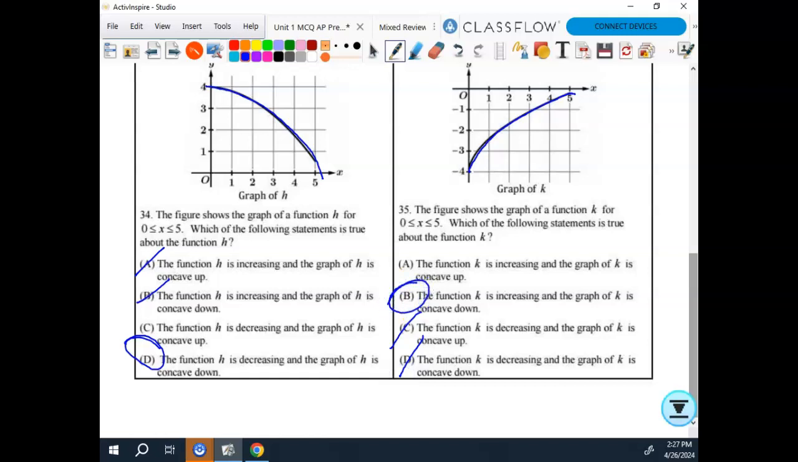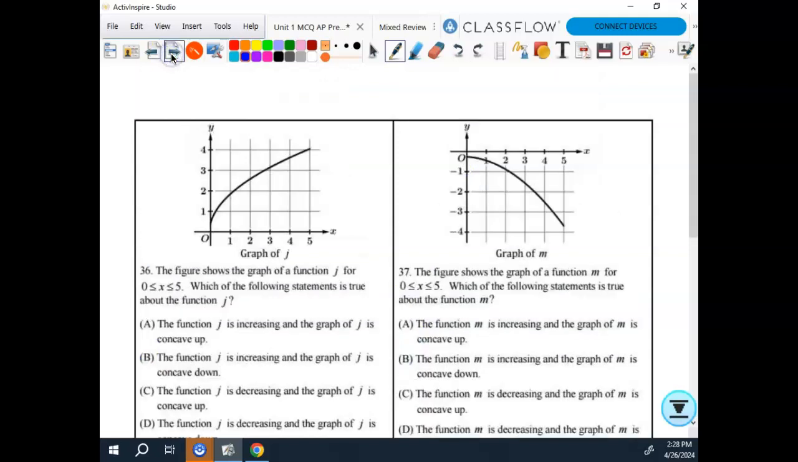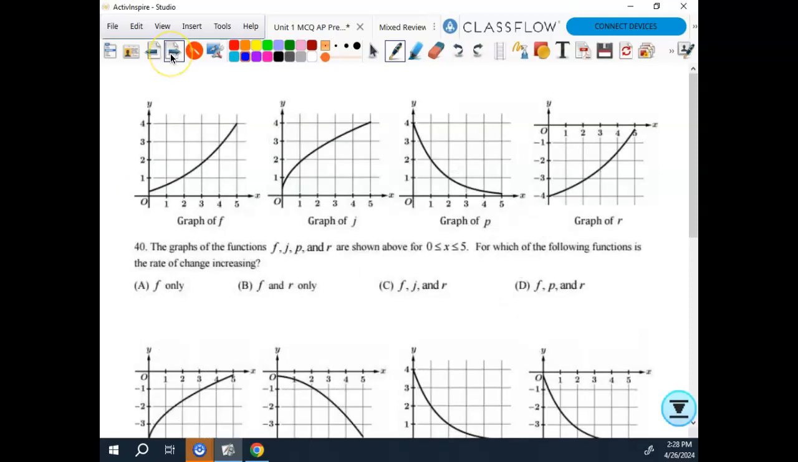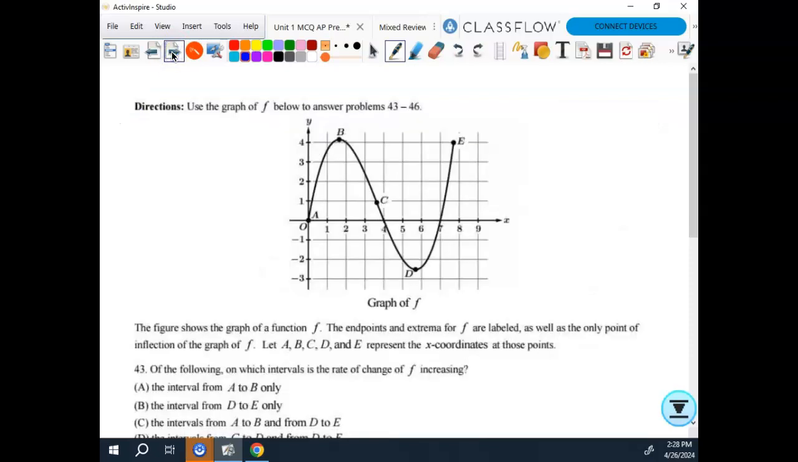Okay. Good job. All right, on the 36 here, put a star on that one. And then 40, put a star on that one. And then go to 43 and do it, yes.